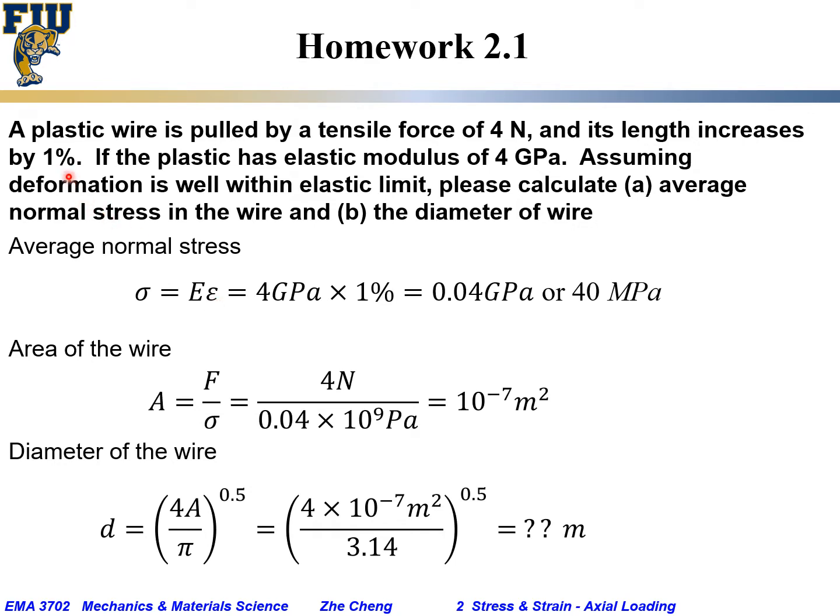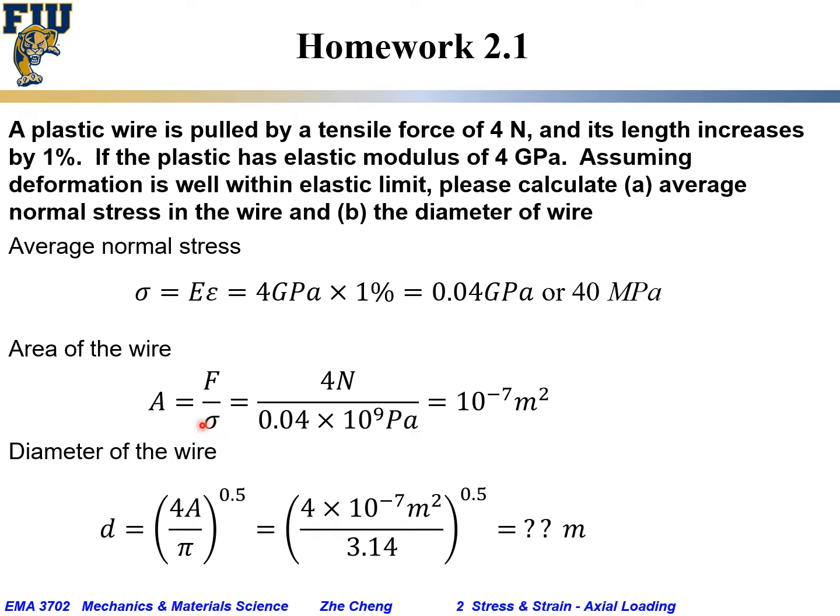We said it increases by 1%. The relative increase or relative deformation is 1%. And we can use this because we are well within elastic limit. So 4 gigapascal times 1% is 0.04 gigapascal or 40 megapascal. Okay, so once we know the stress, we already know the tensile force of 4 Newton. So the area would be force over stress, engineering stress, normal stress.